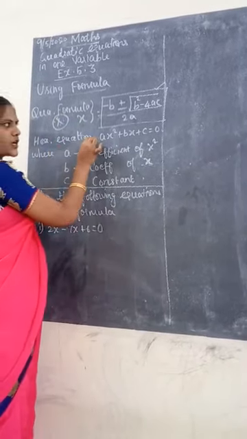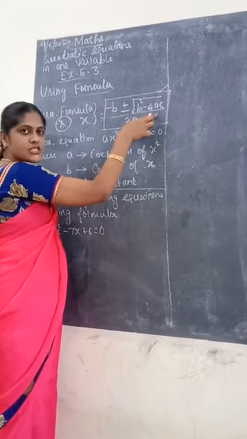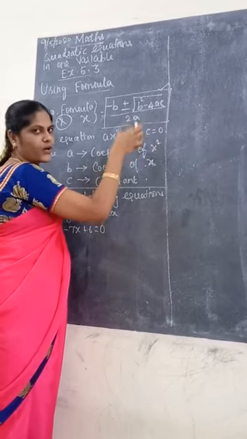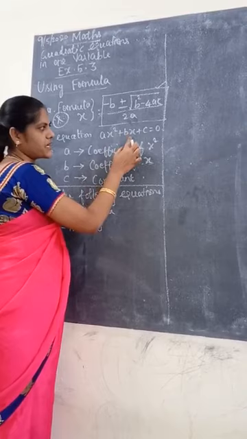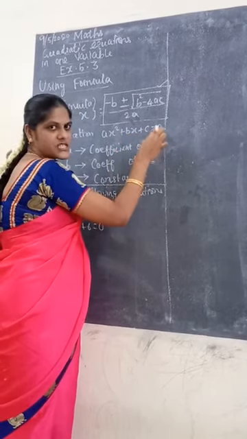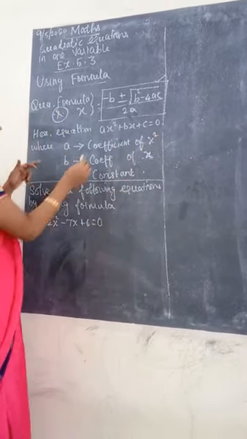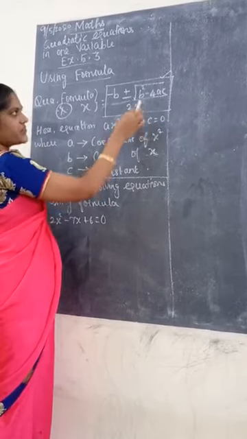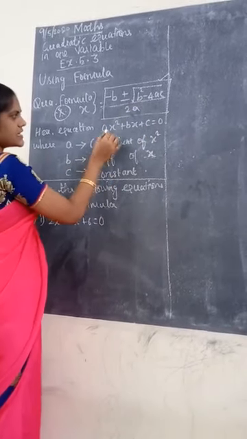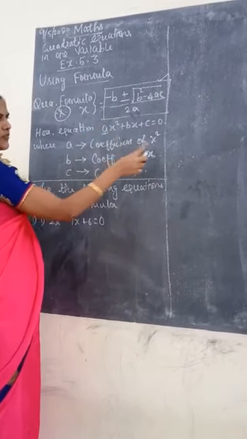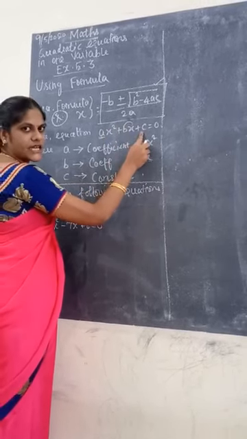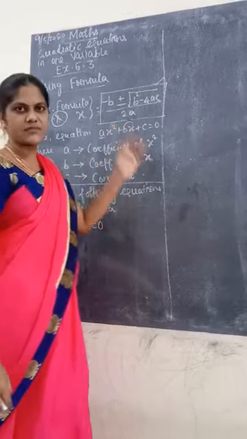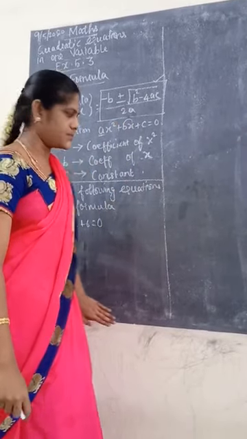Listen, we all know what a quadratic equation is. This formula is only applicable to a quadratic equation. What is a quadratic equation? ax square plus bx plus c is equal to 0. This is the known condition. Using this equation we need to identify a, b, c. What is a? Coefficient of x square. What is b? Coefficient of x. c is the constant. Using this we are going to solve the exercise sums.